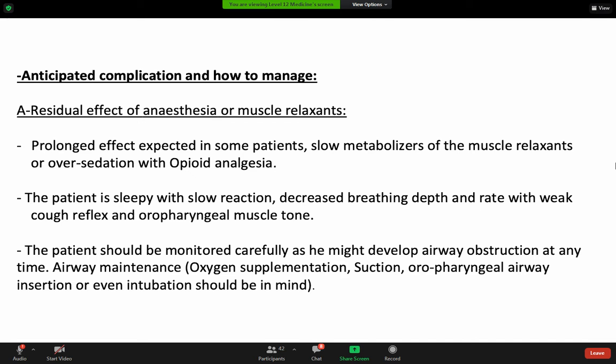The patient should be monitored carefully, as he might develop airway obstruction. Airway maintenance, like oxygen supplementation, suction, and an oropharyngeal airway, should be around.